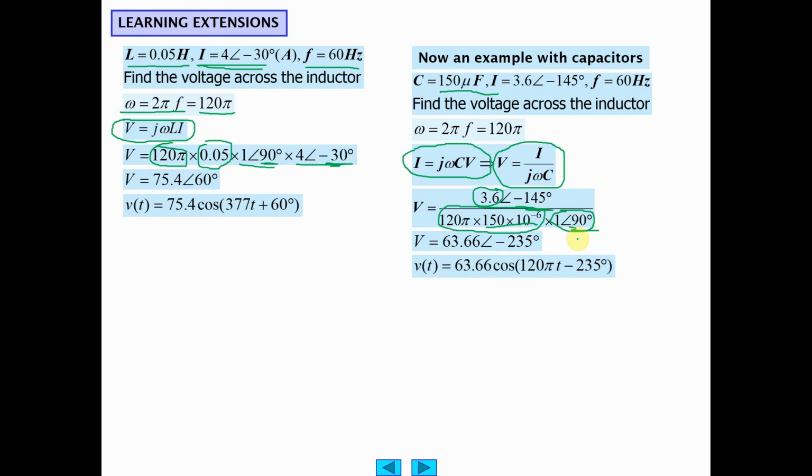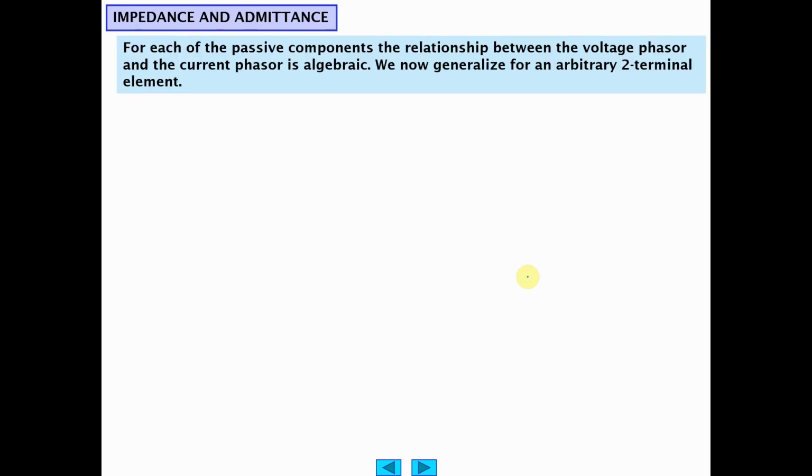And generally speaking, we want phase angles between negative 180 and positive 180. So we add 360 to this. And that would give us 125, if I've done my math in my head correctly.